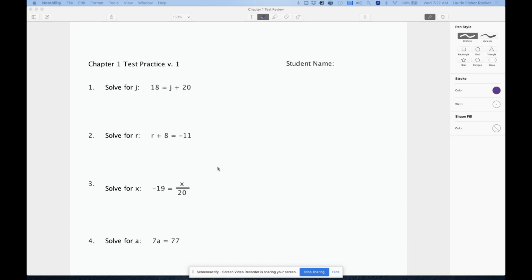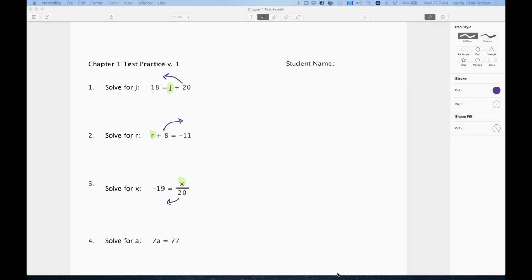All right, so again, big idea. We are getting J alone, R alone, X alone, whatever it happens to be. To do that, we're getting stuff away from it. We do that by doing the opposite operation. It looks different for each problem because different things are happening on that X side, J side, R side. So I'm just going to go step by step through these scenarios, and if you see enough of them, it might just start clicking with you. So that's what we're going to do.